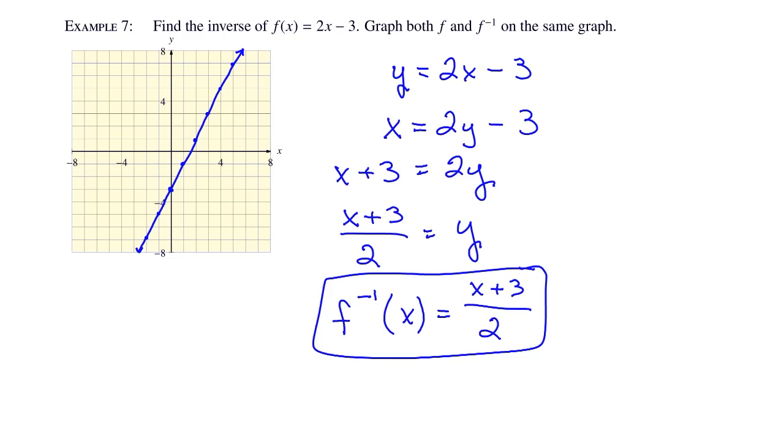Now I'm going to graph the inverse function. The easiest way to see that is to split this up as 1/2 x plus 3/2. So we start at 3/2 and we go up 1 over 2.